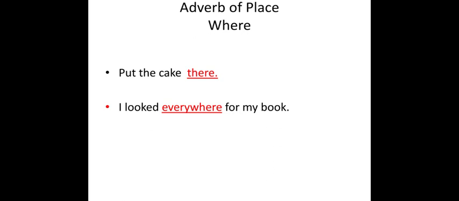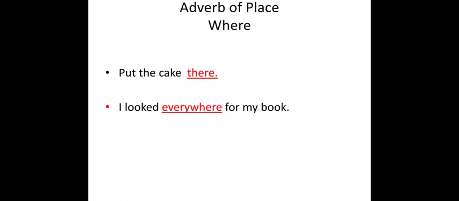The next one. An adverb describes where the action took place, okay? Where the action took place or where the action happened. So it is called the adverb of place, and it tells us where. Let's look at the example. Put the cake there.